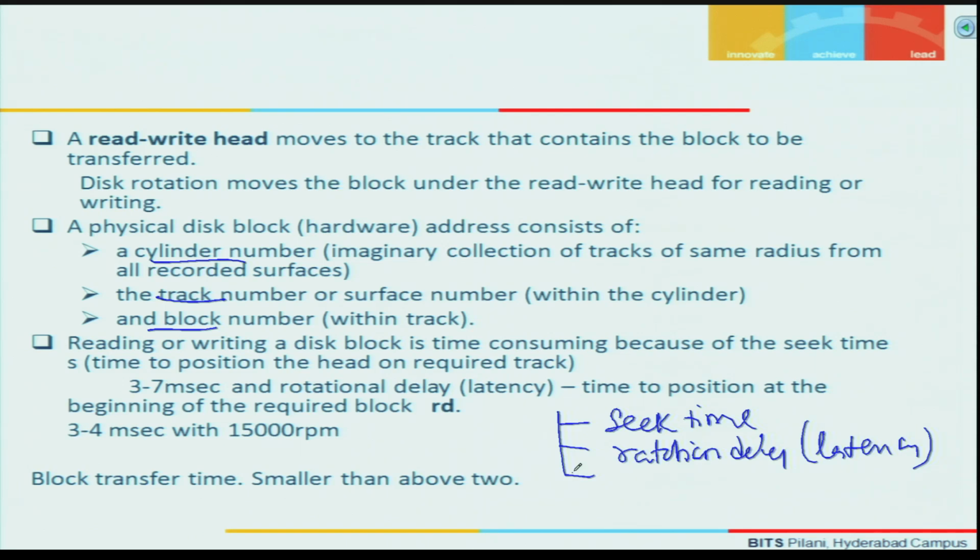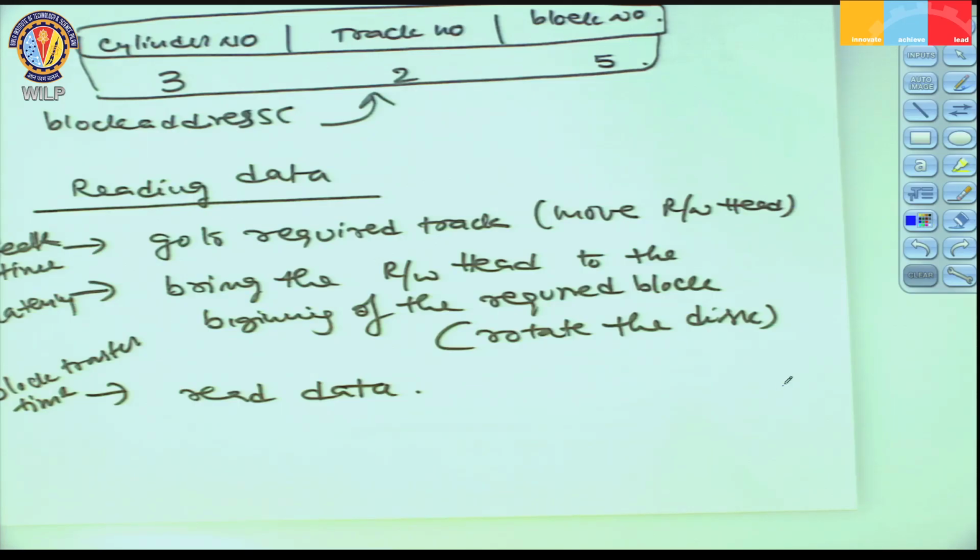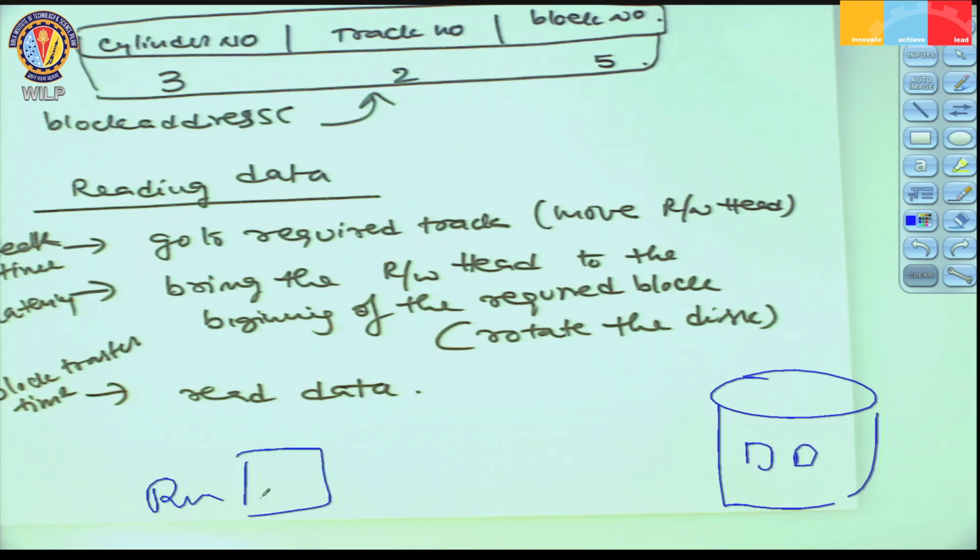The third component is called block transfer time. Now what do we mean by this? To read data, suppose I have a hard disk here and it contains some blocks like this, and here we have a buffer, that is RAM. Now I need to transfer this particular block with a given address onto the RAM.